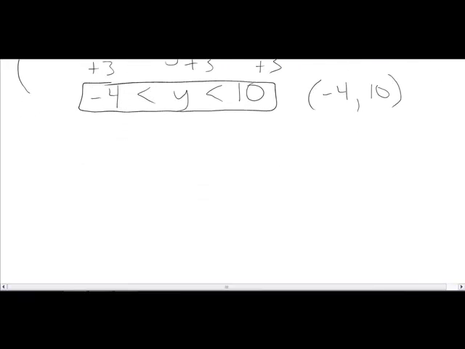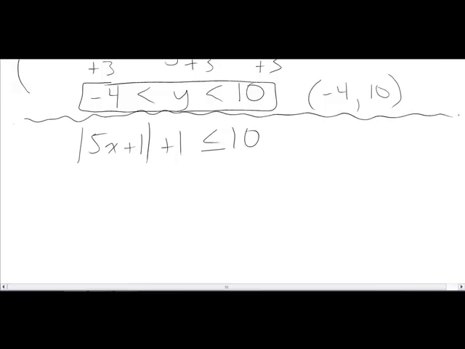Let's do one that's slightly more complicated. The absolute value of 5x plus 1 is less than or equal to 10. Let me put a little line here to separate these two problems.